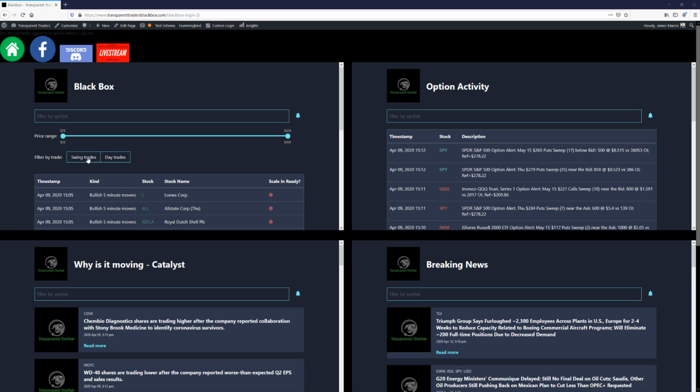This holds true for both the day and swing trades. It just comes down to defining for yourself what you want to do as a trader and how you want to trade.